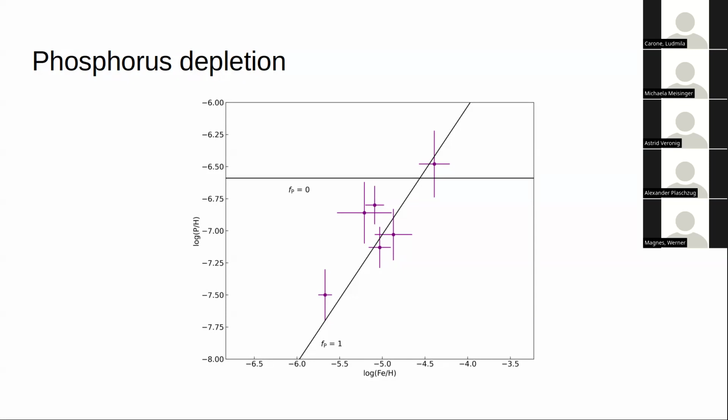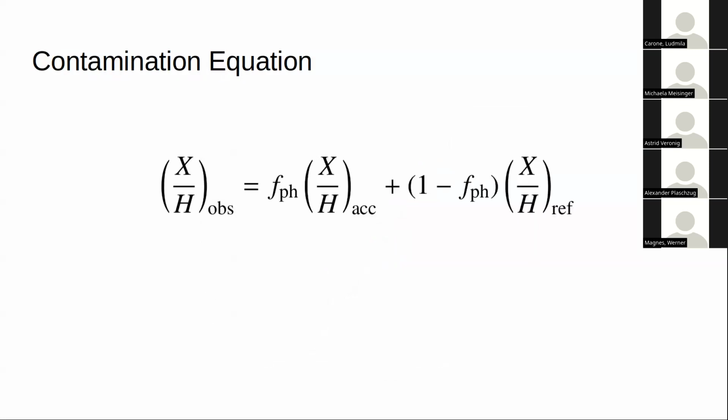Okay, so I have just one equation in this whole presentation. This equation will repeat itself a few times, but it's a very simple equation. What I want to say is, if you have measured the abundance on the star, the abundance is a combination of 2 abundances, actually. You have the abundance of the materials which fall on the star and the abundance of the star itself without any accretion. And you can weight them with a particular fraction, which we call FPH.